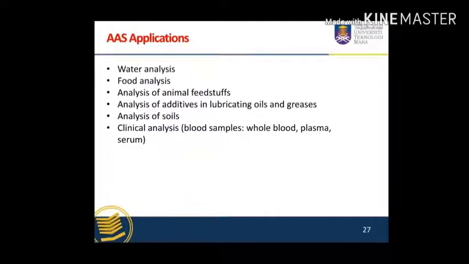Okay, there are a few applications of AAS. Actually, we want to check the metal content in water analysis, in food analysis, in animal feedstuff, and also additives in lubricants, oils and greases, also in analysis of soil, and also analysis of heavy metals in clinical analysis, such as from blood samples, whole blood, plasma, or serum.